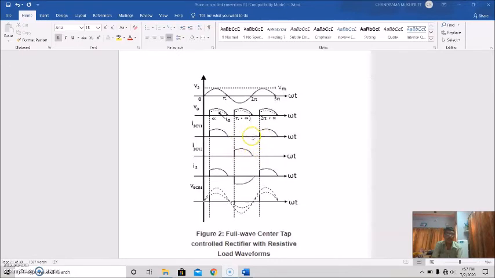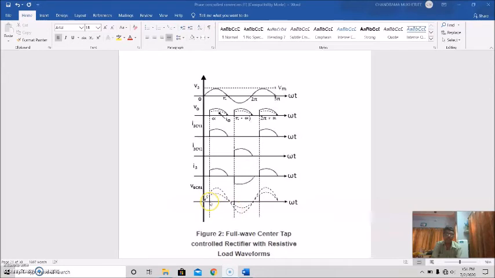And again for this positive half, this will be thyristor 1. If we connect these two, this will be the source current, or actually the load current. This is the load current, and of course this is the voltage across the SCRs. So SCR 1, SCR 2 voltage and current.